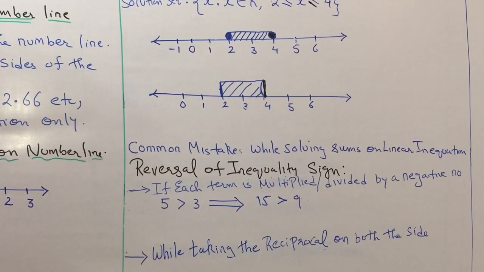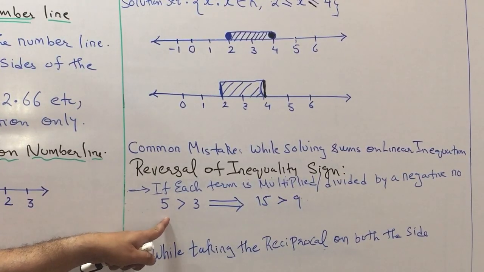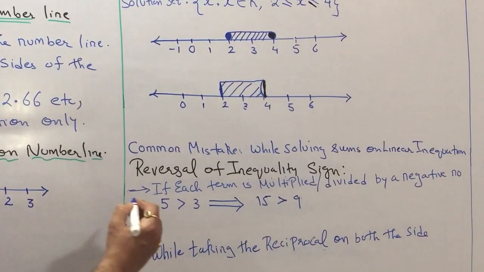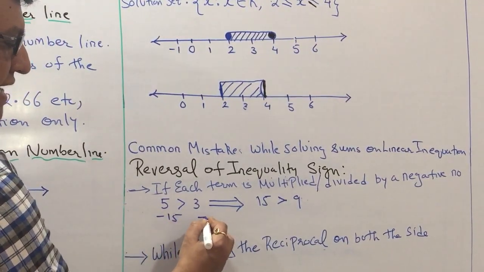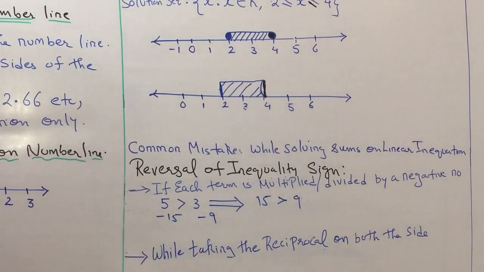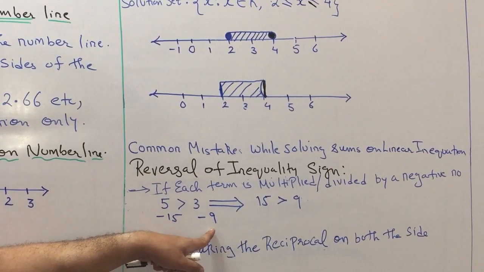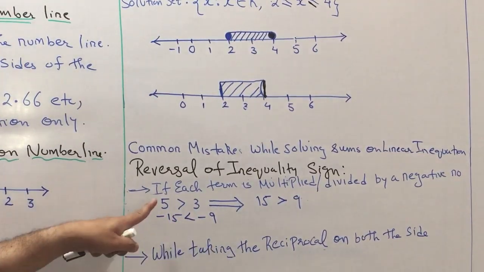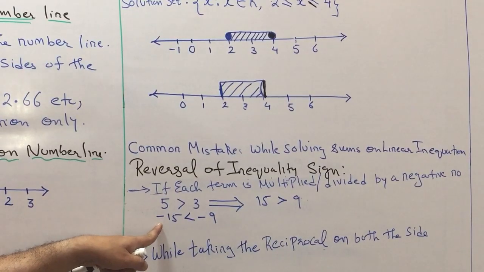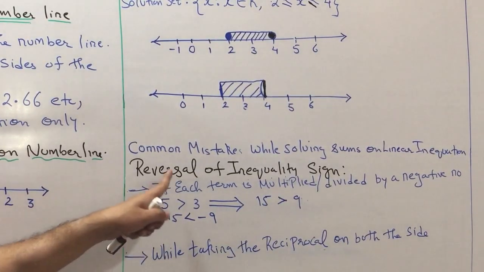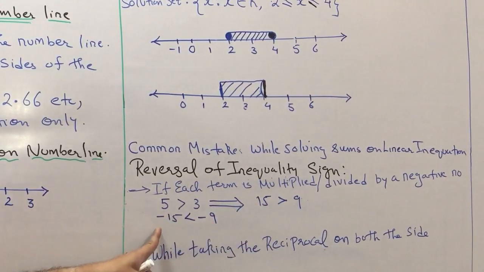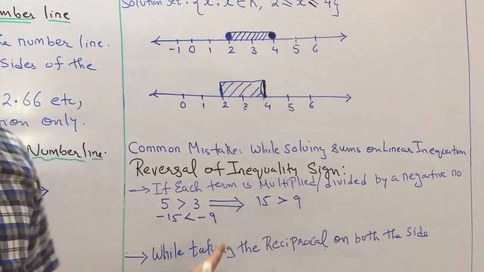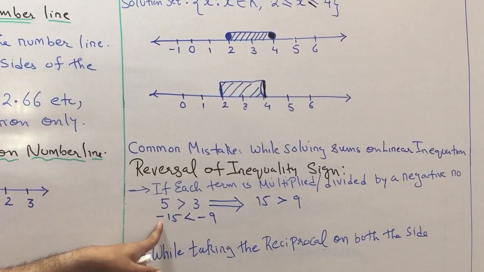But now, what if I multiply this inequality, 5 greater than 3, by minus 3? My answer will be minus 15 and minus 9. My children, just tell me which one is bigger, minus 15 or minus 9? The answer is minus 9 is bigger. So when I multiply the inequality by a negative number, my inequality sign reverses. This did not happen when I multiplied by a positive number. Likewise, even if you divide by a negative number, the same pattern follows. We have to change the inequality sign.